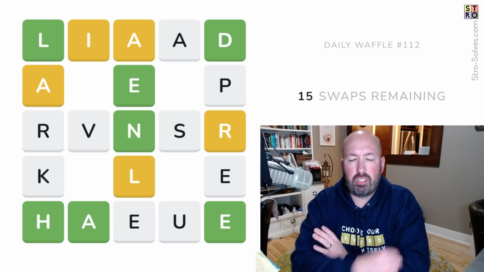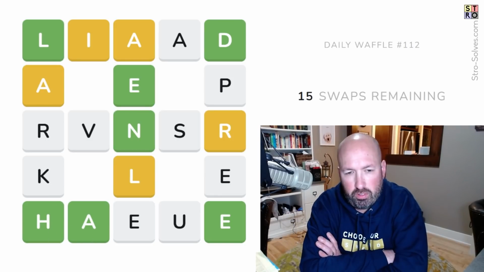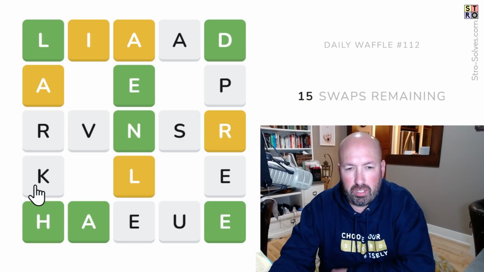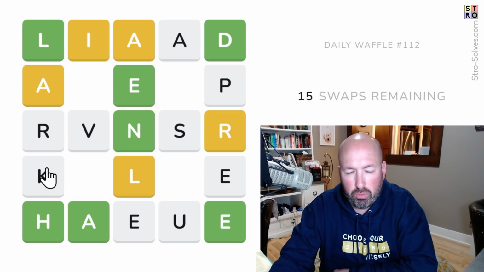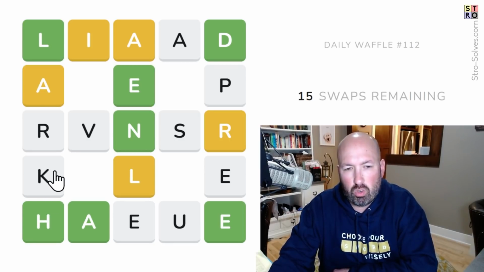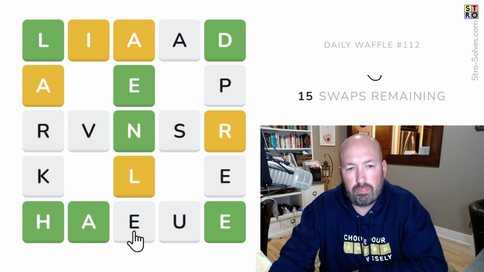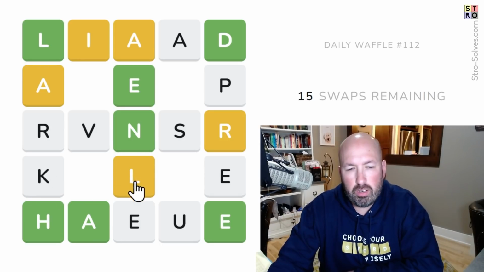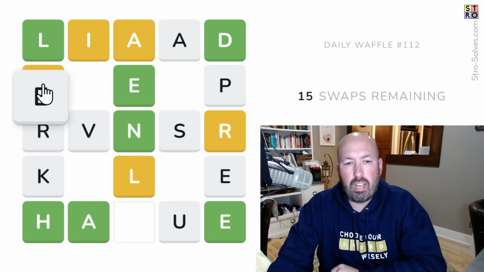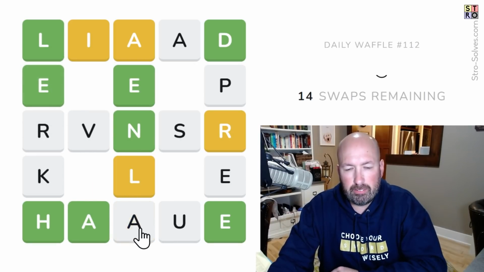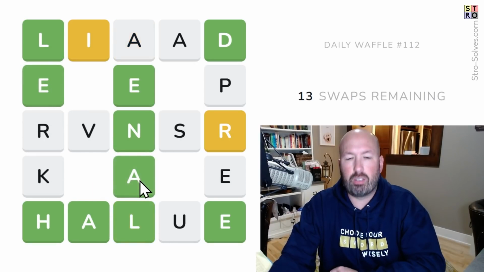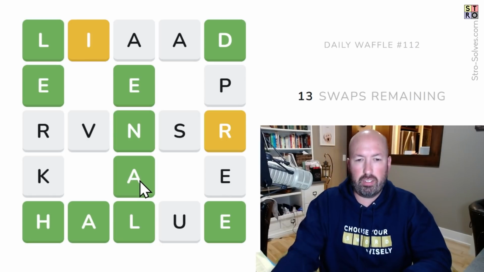But the question is, do I feel confident enough to make some swaps knowing I'm going to be moving some letters to the wrong places? That's the issue. Okay, I think what I want to do, I'm going to do this and that. Okay, good. So those are correct.